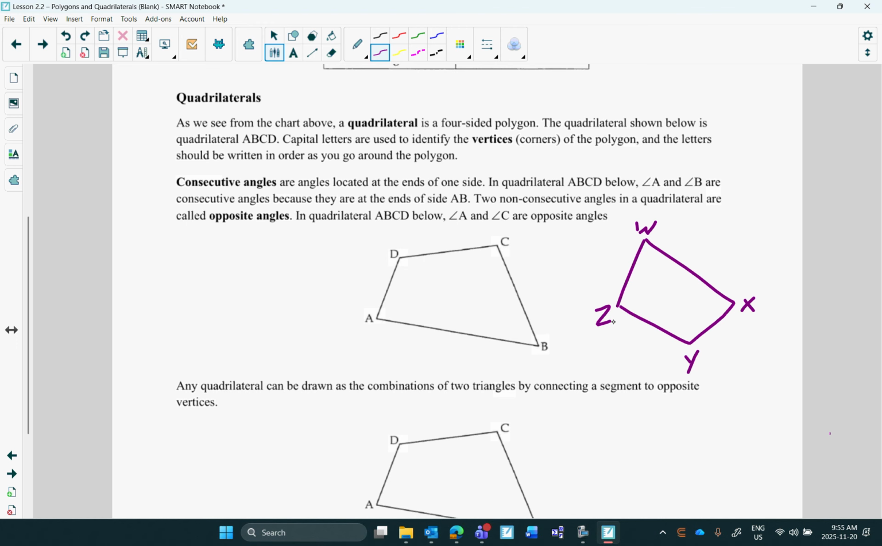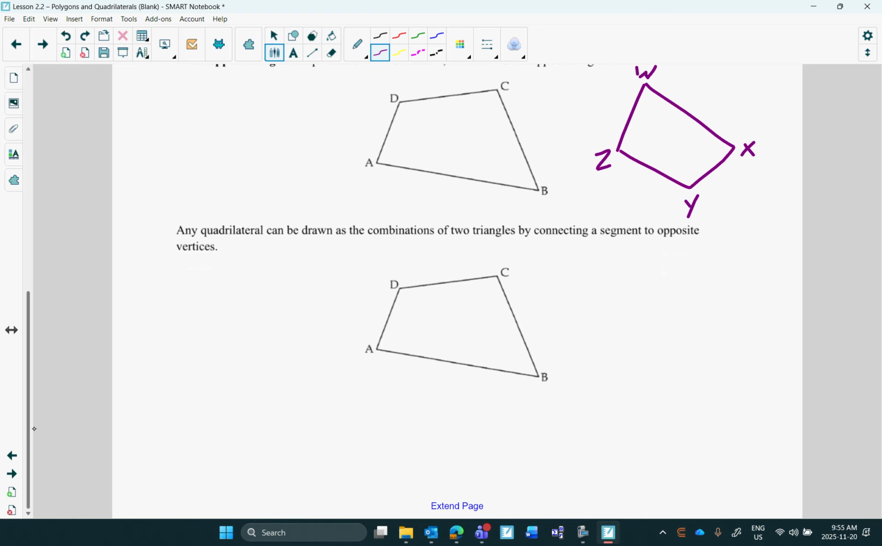General property about quadrilaterals. I can take any quadrilateral, connect two opposite corners, and I will always form two triangles. So if I connected D with the opposite B, I've made two triangles. Or if I decided to connect C and A, I've still made two triangles.